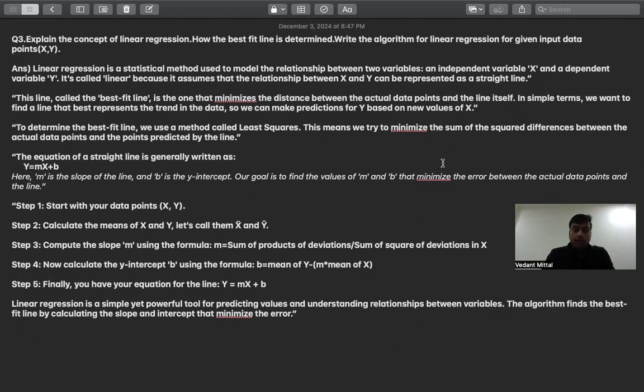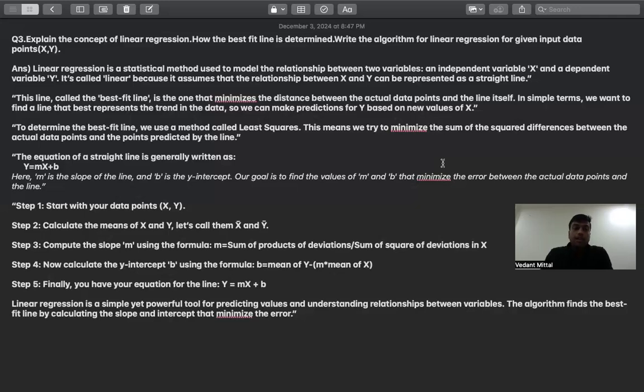So let's begin. First, linear regression is a statistical method used to model the relationship between two variables, an independent variable x and a dependent variable y. It is called linear because it assumes the relationship between x and y can be represented as a straight line. So we plot the graph between the x coordinates and the y coordinates, in which x is the independent variable which helps to determine the value of the dependent variable y.